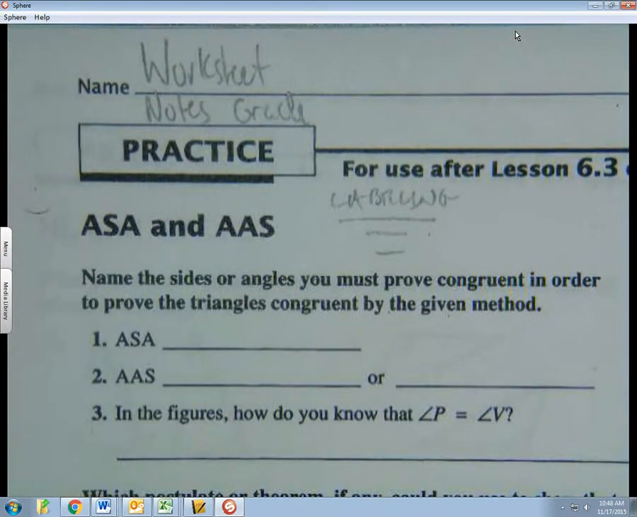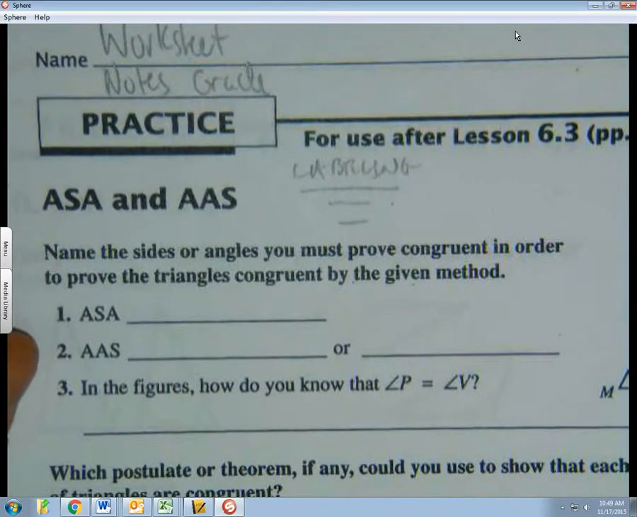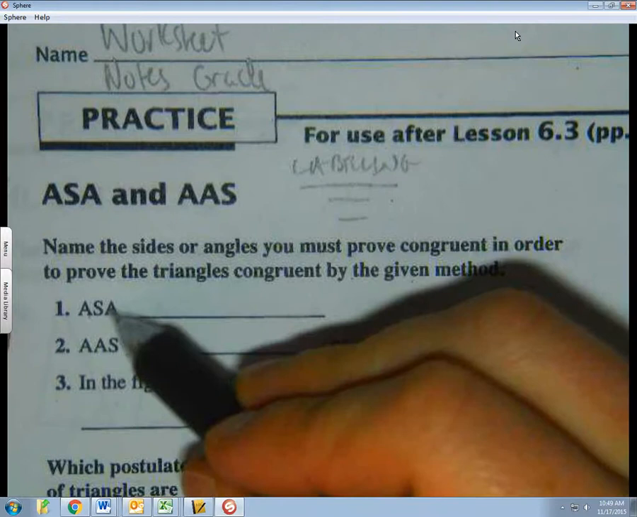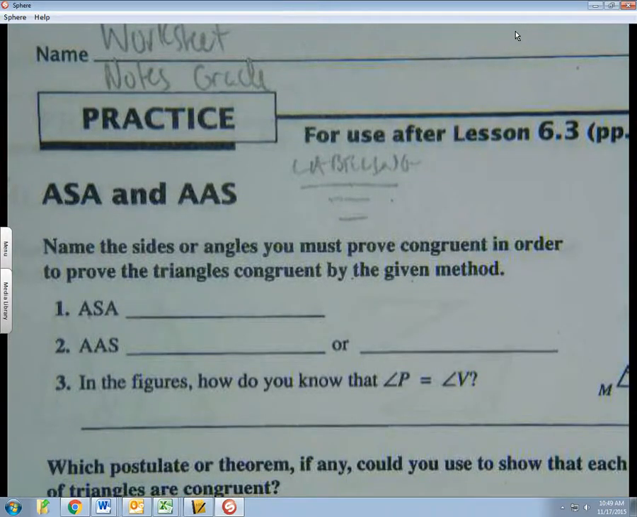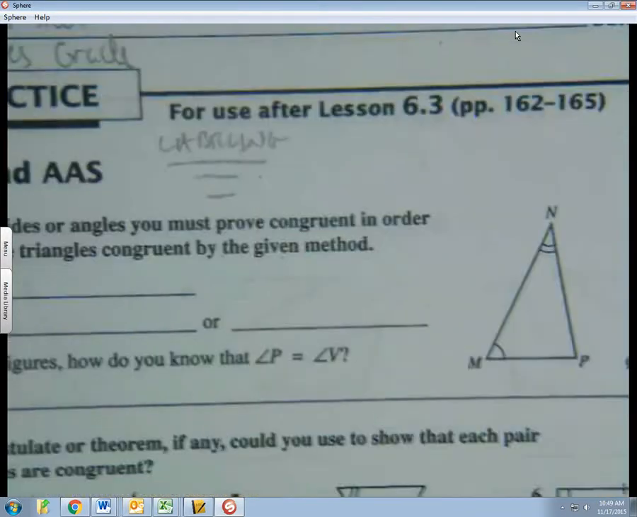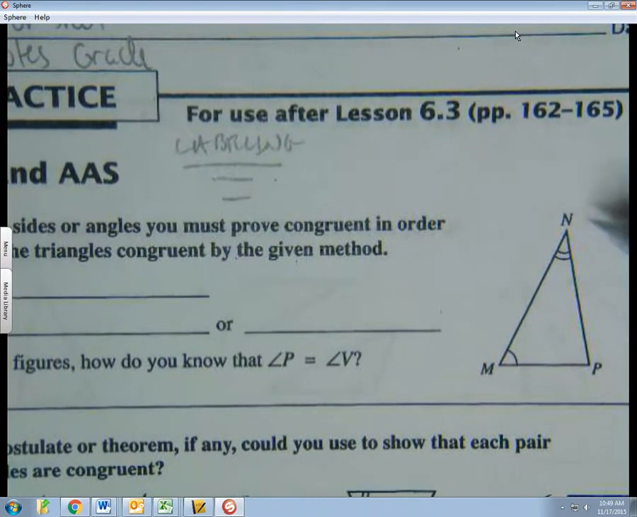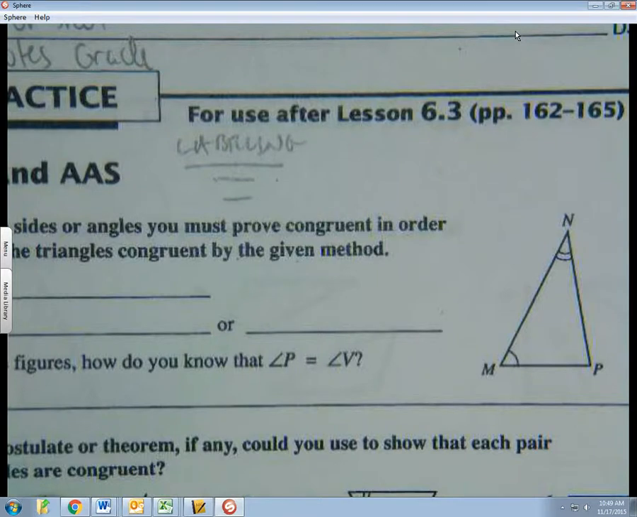Okay, so let's look at this first one. Name the sides you must prove congruent in order to prove the triangles congruent by the given method. So ASA is angle, side, angle, right? So we have a couple of angles. Okay, so we need that side to be in the middle.